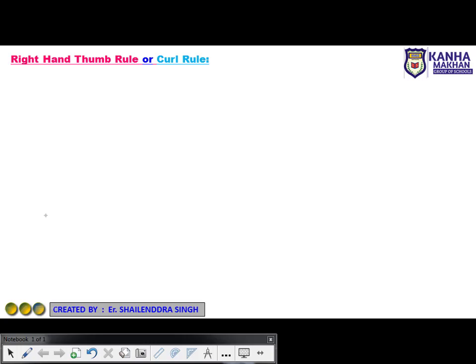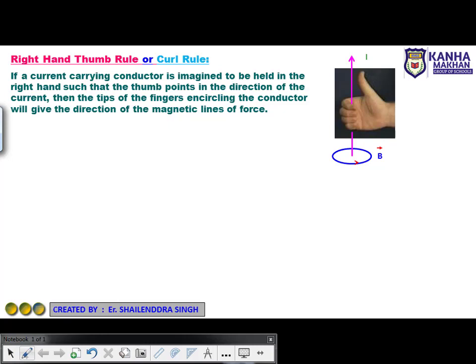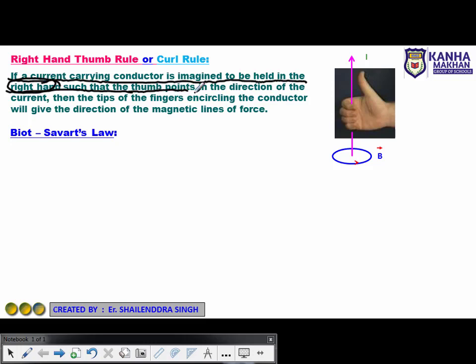Next we will discuss the right hand thumb rule, or the curl rule. Here a figure is given. If a current carrying conductor is imagined to be held in the right hand, such that the thumb points in the direction of the current, then the tips of the fingers encircling the conductor give the direction of the magnetic line of force.